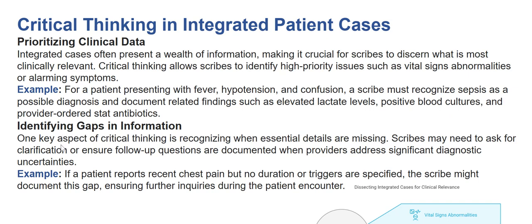Identify gaps in information. One key aspect of critical thinking is recognizing when essential details are missing. Scribes may need to ask for clarification or ensure follow up questions are documented when providers address significant diagnostic uncertainties. Example: if a patient reports recent chest pain but no duration or triggers are specified, the scribe must document this gap, ensuring further inquiries during the patient encounter. And here is a summarized diagram on dissecting integrated cases for clinical relevance.